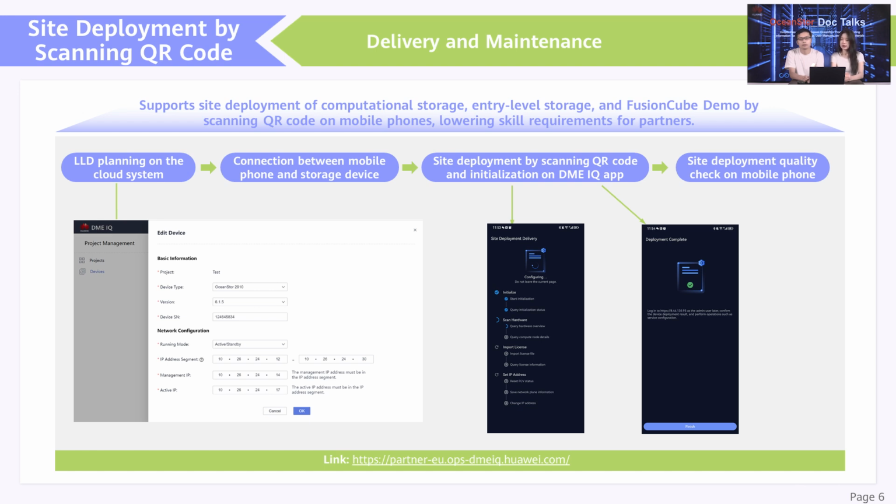Step 2. Connect the storage device to a mobile phone through a router on site. Step 3. Use the DME IQ mobile app to scan the QR code on the storage device to identify the device SN. Associate the SN with the LLD planning in Step 1 and complete the initialization of the storage device using a wizard. Step 4. Complete site deployment quality check on the DME IQ mobile app. This is the process of site deployment by scanning QR code on mobile phones. The function lowers the skill requirements for on-site engineers. The initialization configuration on the mobile phone is very simple.